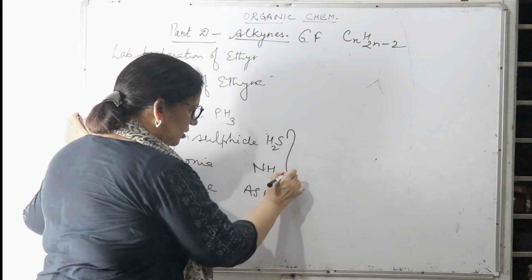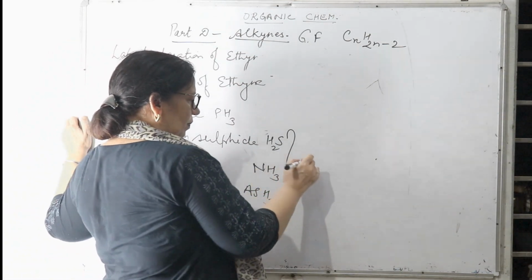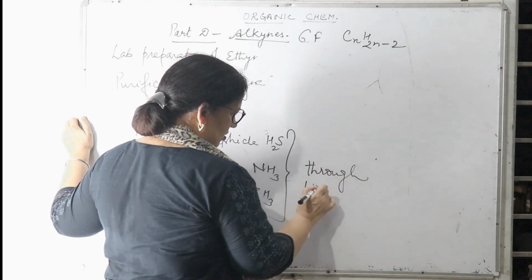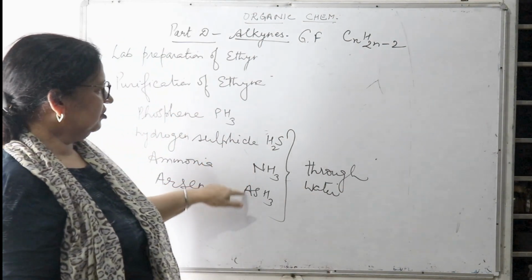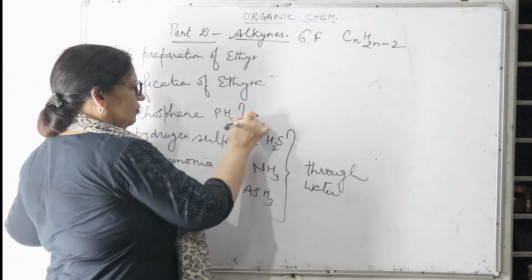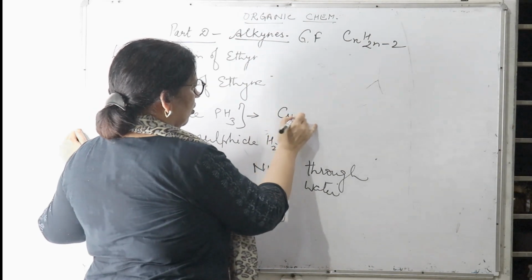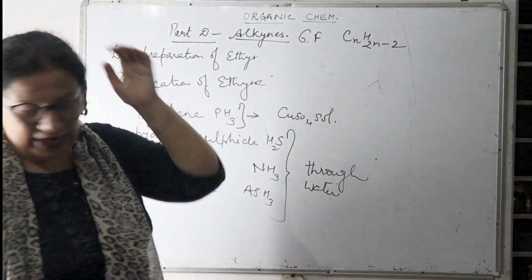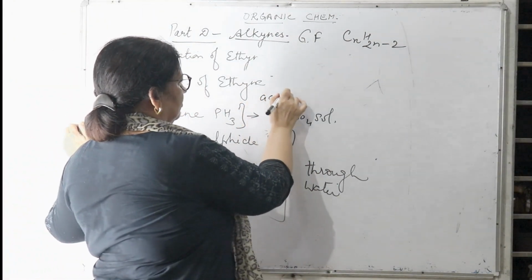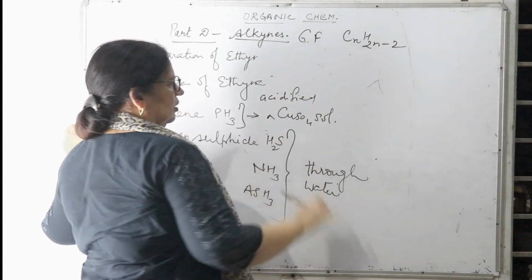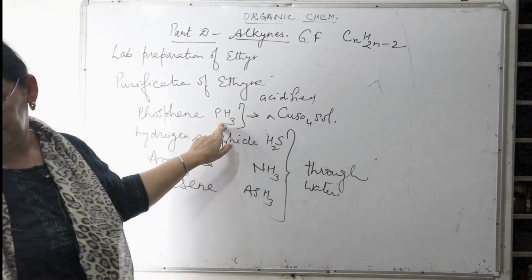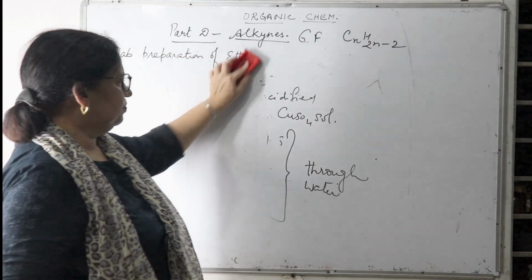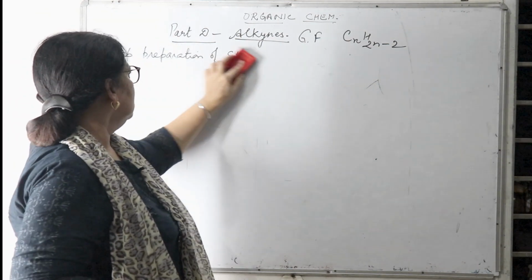For removing these impurities, we have to pass ethyne through water. So water will absorb all the three impurities. For phosphine, we have to pass the gas through acidified copper sulfate solution, and that will absorb phosphine. So this way we can remove the impurities present along with ethyne.